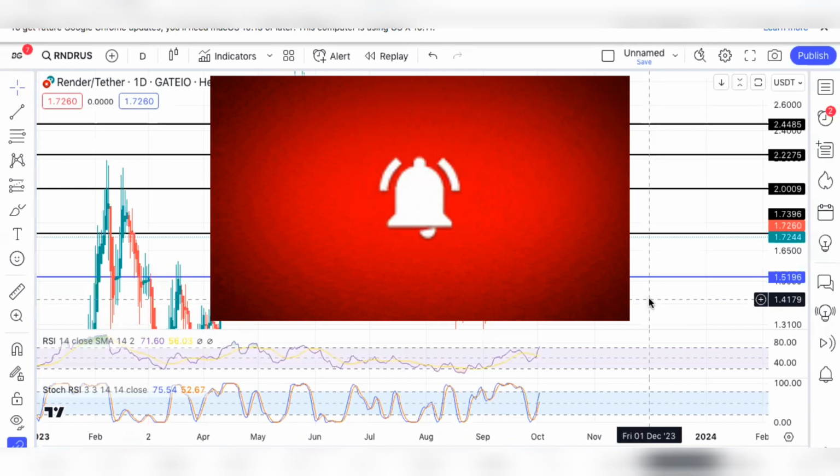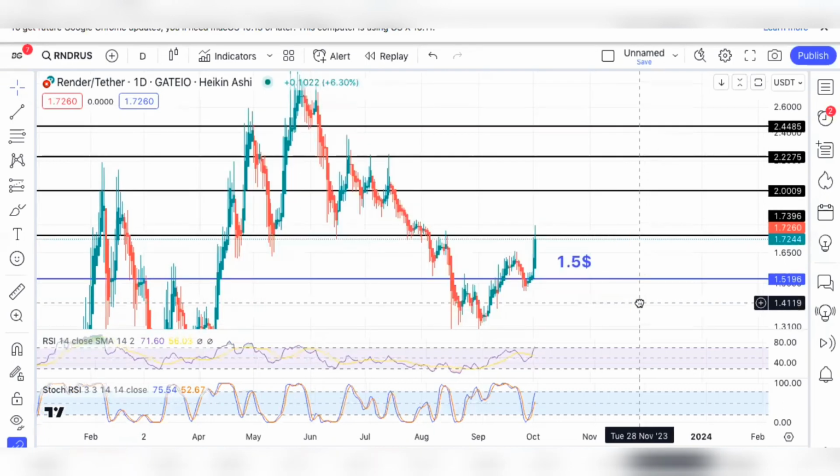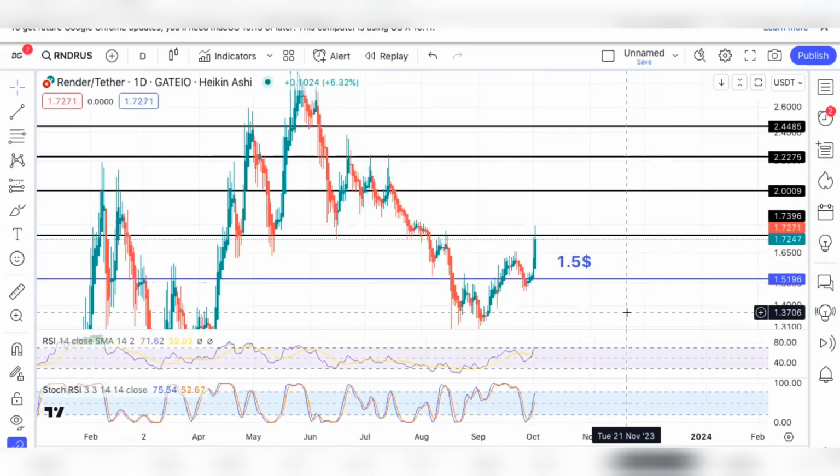So in this video, we are going to look into Render and Veracity, and we'll do a very quick analysis of RNDR and VRA token.